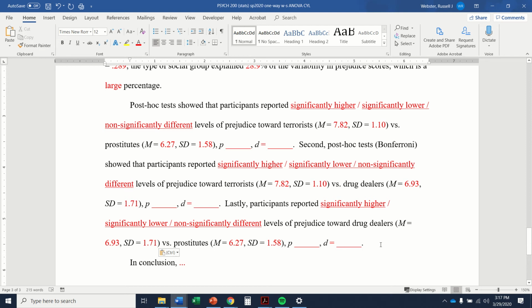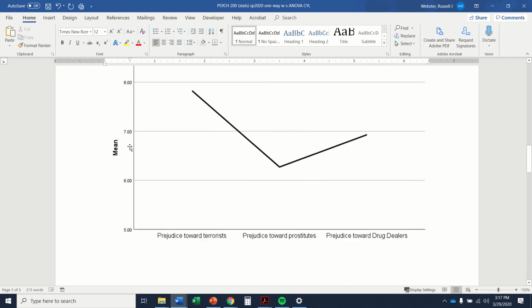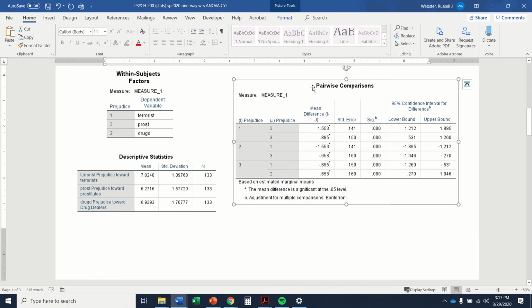So now that our means and standard deviations are filled in, let's find the p-value for the first comparison here, terrorists and prostitutes. So we'll need to go to the post hoc table. Here's our post hoc table, and you can see that the social groups, the variables, are represented by numbers. So that's a big clue that we're doing a within subjects ANOVA here. And the key for the different numbers is over here. So 1 equals prejudice towards terrorists, 2 prejudice towards prostitutes, and 3 prejudice towards drug dealers.